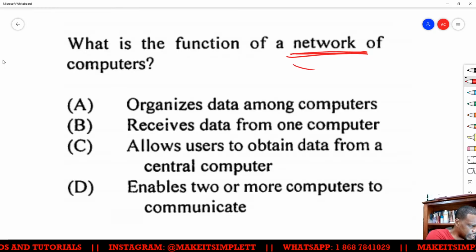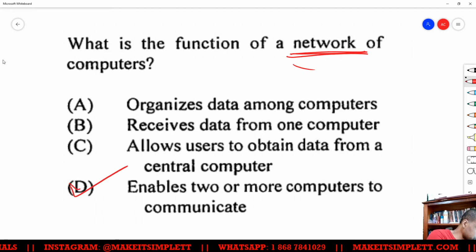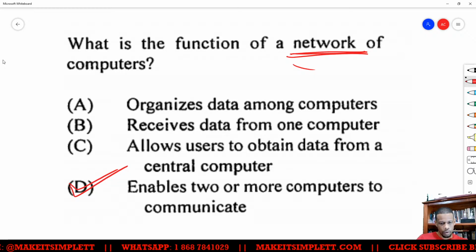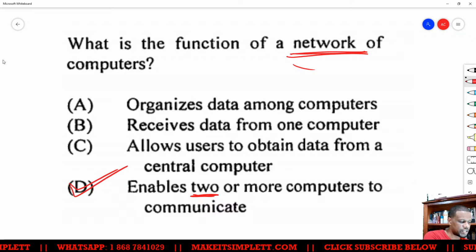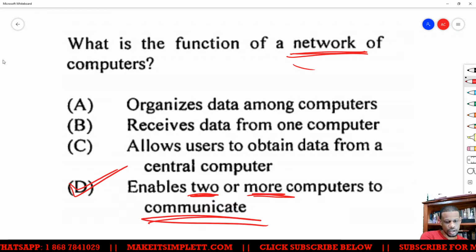Alright, what's the function of a network of computers? A network enables 2 or more computers to communicate, right? The whole point is, this is the definition of a network. 2 or more computers communicating. That's a network of computers.